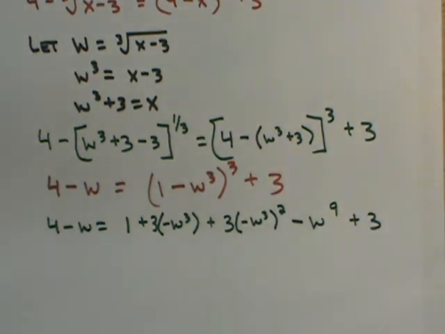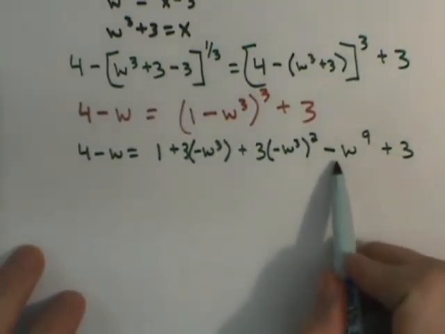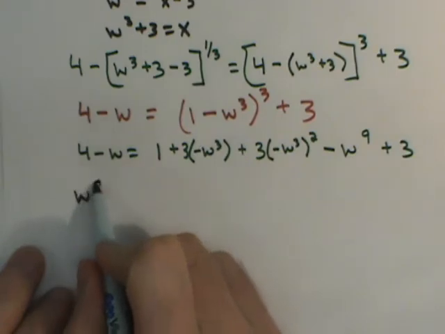And the next to last step here is just to move everything over and turn it into a polynomial that we could work with. So I'm going to move the most powerful term over, call it w to the 9th.